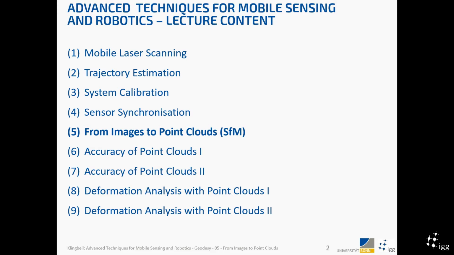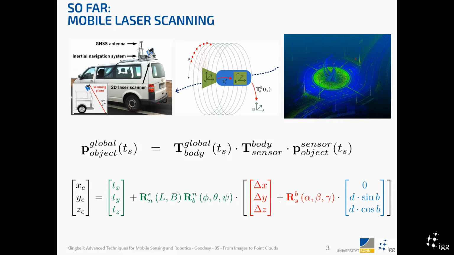So this is again the content of the whole lecture, and we are now in lecture 5, from images to point clouds. So far we talked a lot about mobile laser scanning. That means we discussed how we transformed a laser measurement, which is here done from the rotating laser on top of a vehicle, for example, how this measurement of a 3D point is transformed to a global coordinate system, so that we have a globally consistent and georeferenced point cloud.